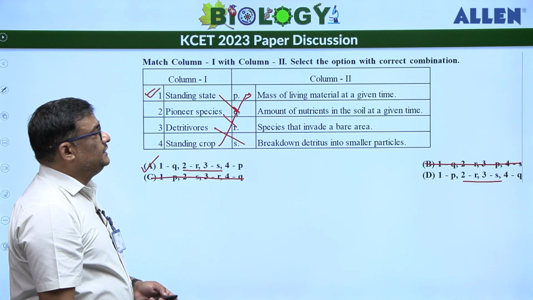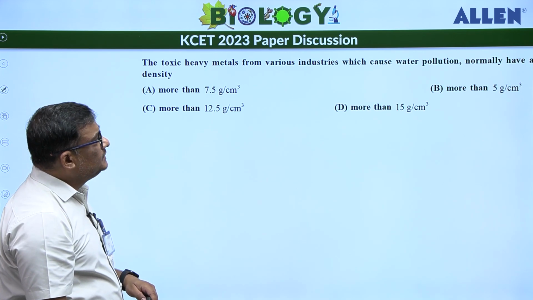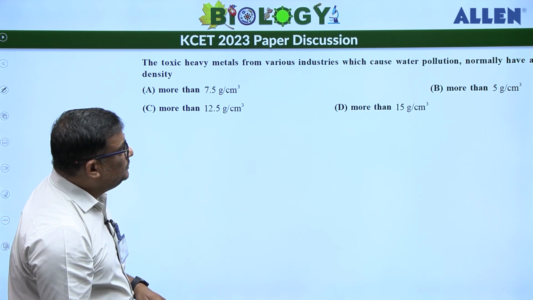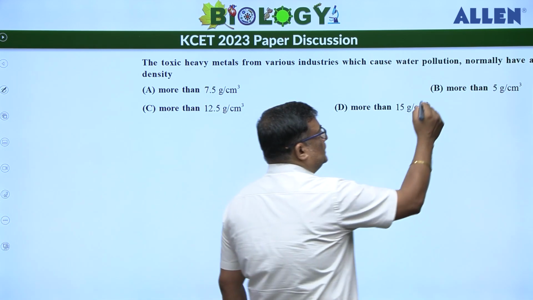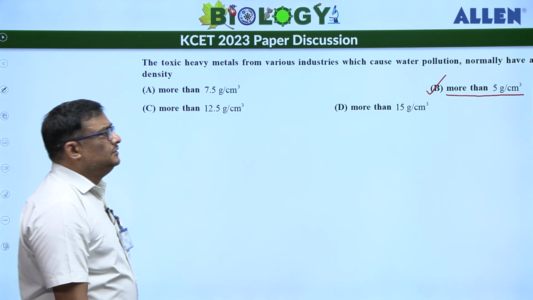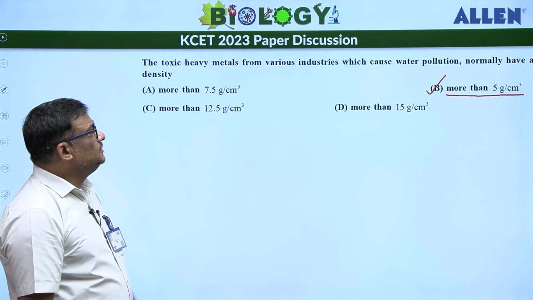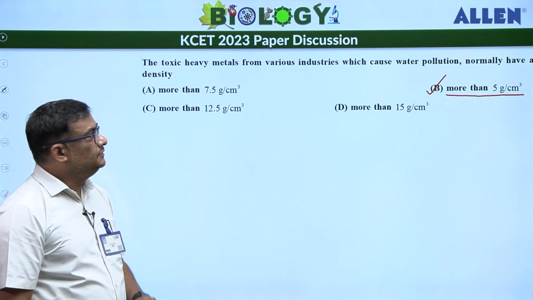Now, next one. The heavy toxic metals from various industries which cause water pollution normally have a density. It's factual, okay. There is no rocket science in it. It has to be more than 5 gram per centimeter cube. So that is going to be the answer for toxic heavy metals from various industries which cause water pollution.